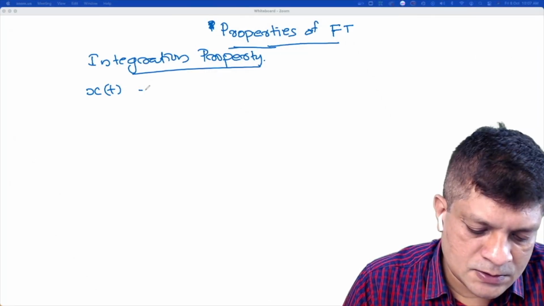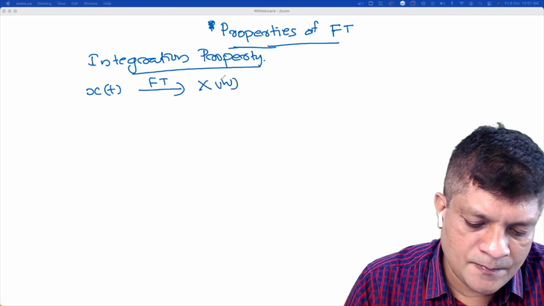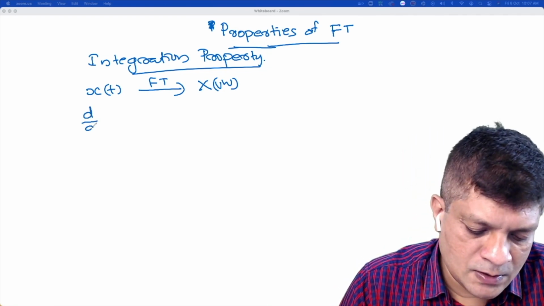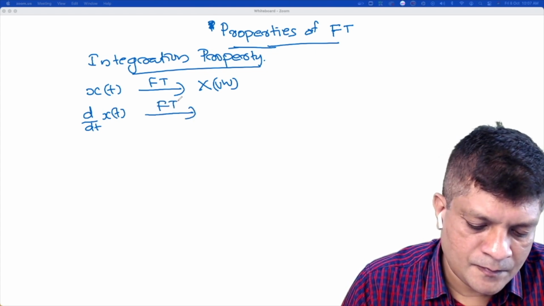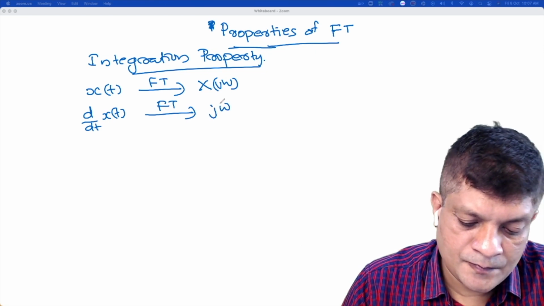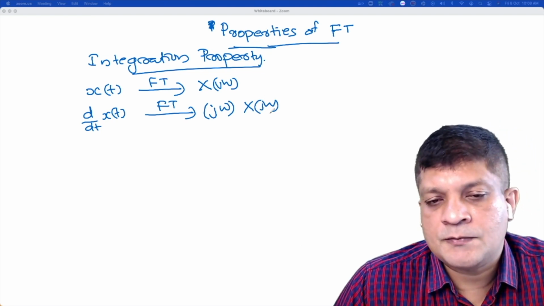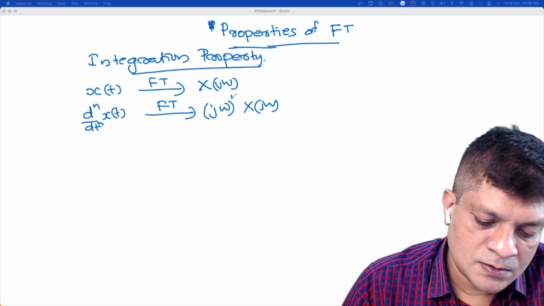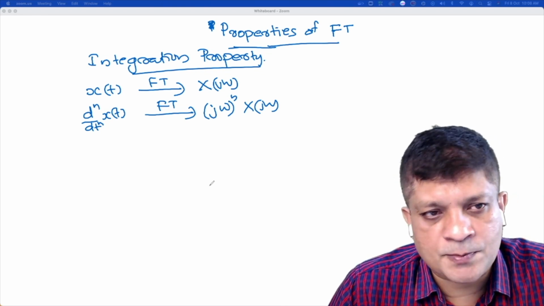We have a signal x(t), and if its Fourier transform is X(jω), then the differentiation property states that if we take the derivative of the signal, then it is jω times X(jω). Okay, that is the differentiation property, and we can generalize this. If we take the nth derivative, then it is (jω)^n X(jω). That is the differentiation property.